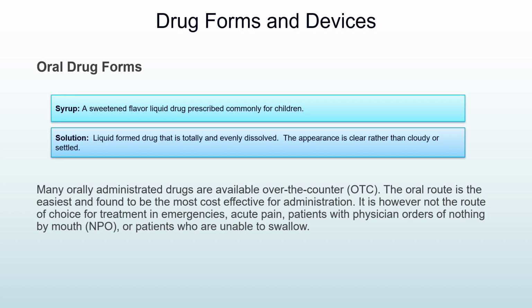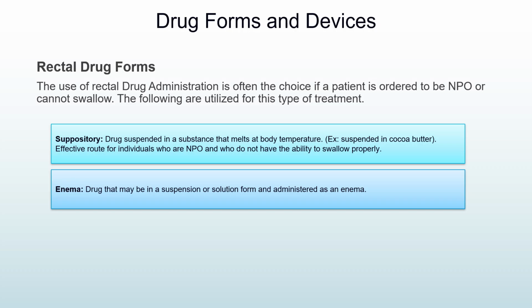Many orally administered drugs are available over the counter. The oral route is the easiest to be found and most cost-effective for administration. It is, however, not the route of choice for treatment in emergencies, acute pain, patients with physician's orders of nothing by mouth, or a patient who is unable to swallow. In that case, we can give other forms.